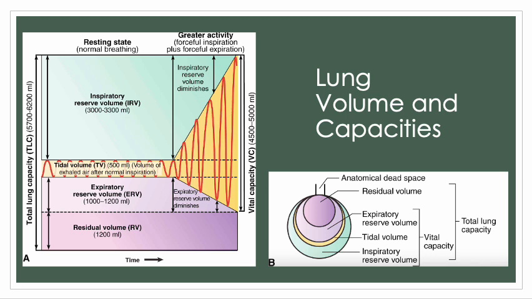So next, moving on to capacities. Your inspiratory capacity is your inspiratory reserve volume plus a tidal volume, and this is defined as the maximum volume of air inspired from the end expiratory level. So vital capacity is your inspiratory reserve volume plus tidal volume, and also includes your expiratory reserve volume. And this is the maximum volume of air expired from the maximum inspiratory level.